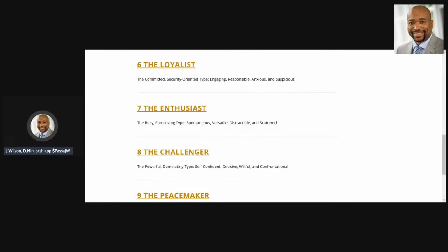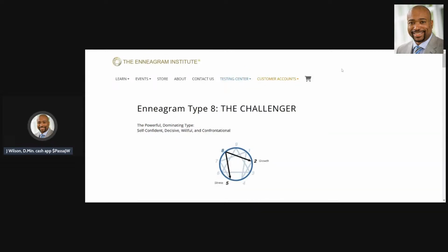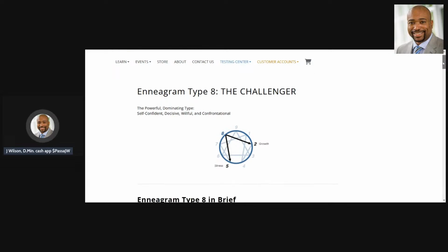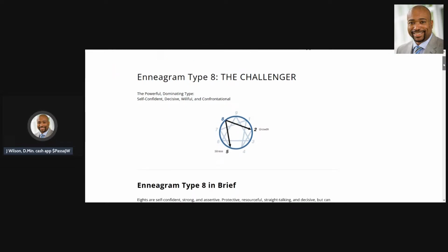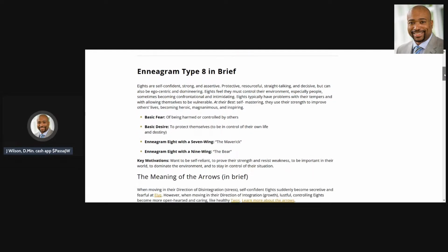Now, this next one is me. And I'm just praying that God continue to help me, because you got to know yourself. The Enneagram 8 is the challenger. The powerful, domineering type, self-confident, decisive, willful, and confrontational. 8s are self-confident, strong, and assertive, protective, resourceful, straight-talking, and decisive, but can also be egocentric and domineering. 8s feel they must control their environment, especially people, sometimes becoming confrontational.